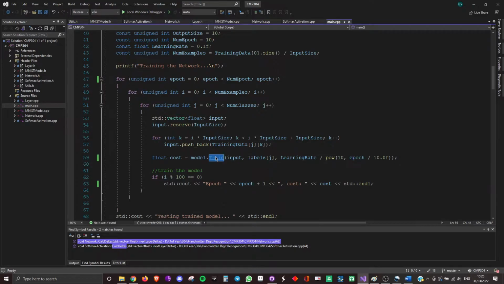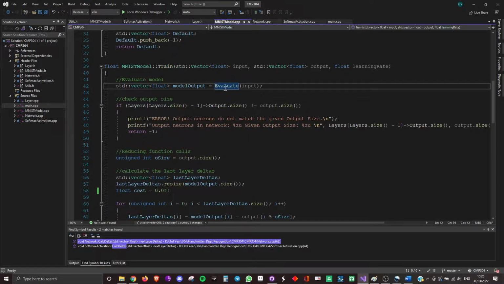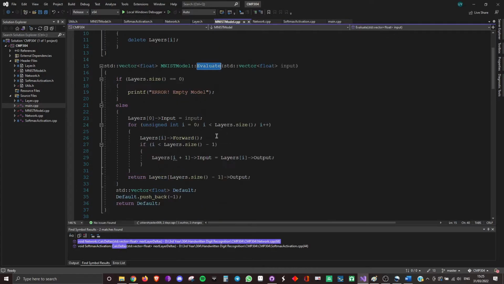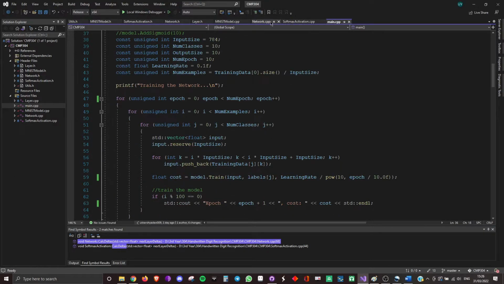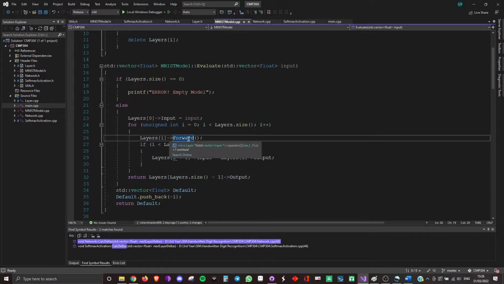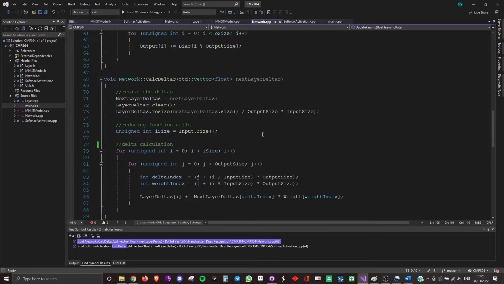So inside the model.train function, you can see that at first you evaluate what the data is. In the evaluation, you go forward. Before that, you add the two layers of the neural network. The add network is the input layer that has 784 input neurons. The add softmax is the output layer with the softmax activation function on it. So if we go back in here, the first layer is the network layer, which is the input layer.